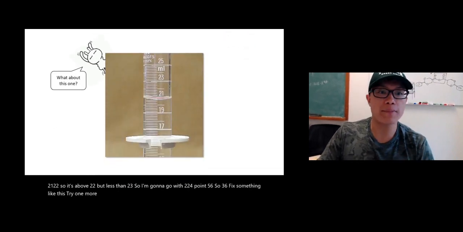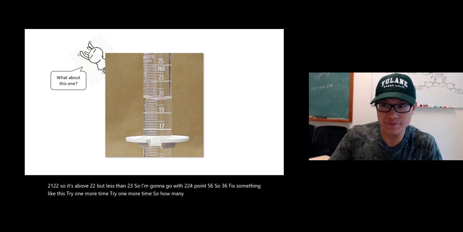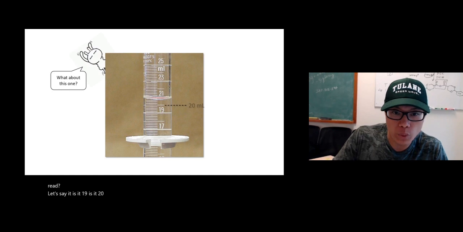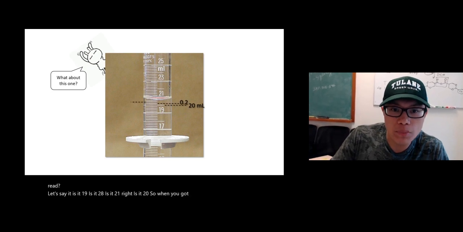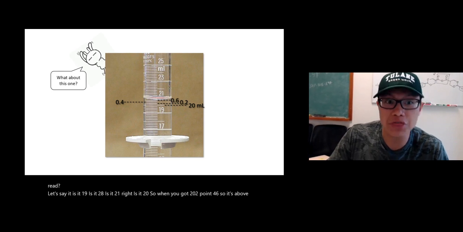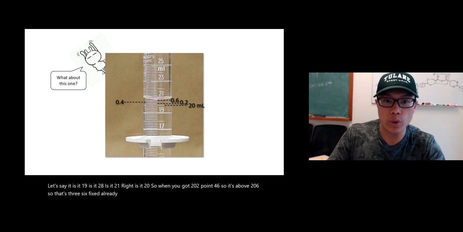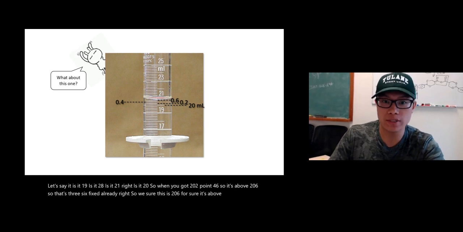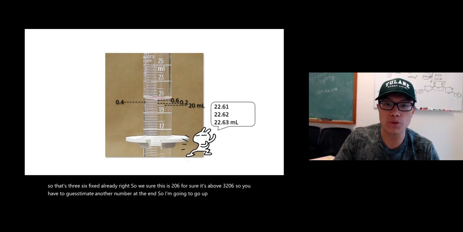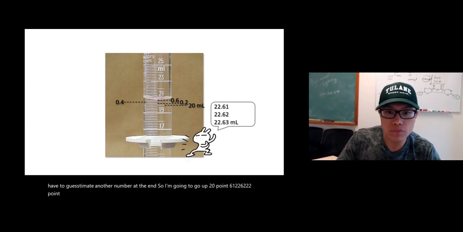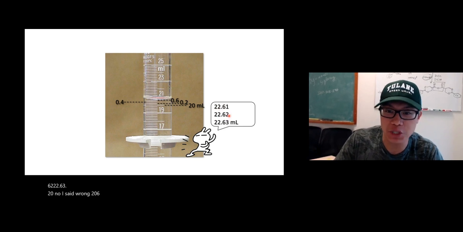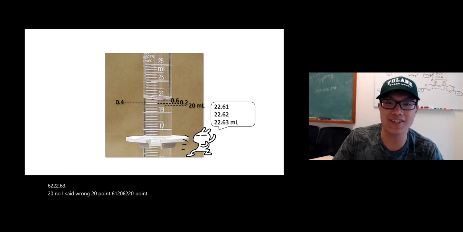Try one more time. How many sig figs can you read? Well, let's say this is 19, this is 20, this is 21. That's a 20. So when you go 20.2, 20.4, 20.6, it's above 20.6. So that's 3 sig figs already. We're sure this is 20.6 for sure. It's above 20.6, so you have to guesstimate another number at the end. So I'm going to go 20.61, 20.62, 20.63.